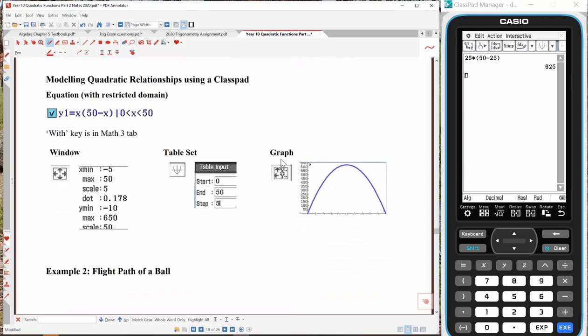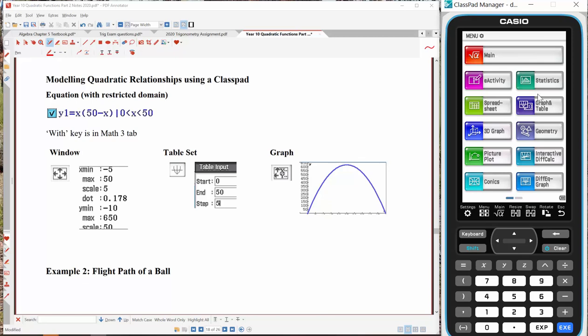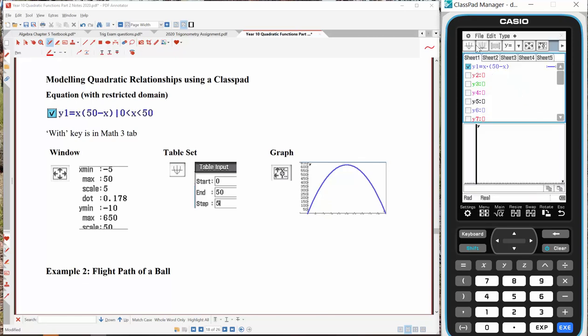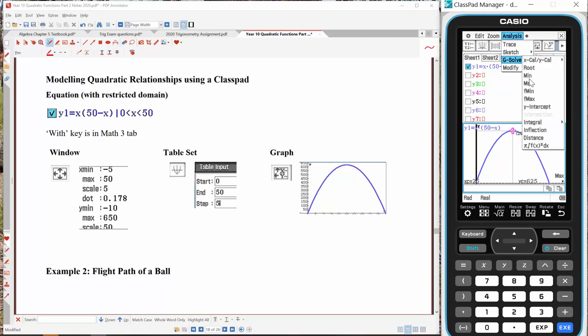All right, just a couple of things to note on the calculator. So let's go back to graph and table and graph it. We can go analysis, G-solve, and we can get the maximum value by hitting this max button here. And that'll show you what the turning point is. So it's pretty handy. We can get the X-intercepts quite easily by going analysis, G-solve, and root. Then you use the arrow key to move left or right between the roots, or the X-intercepts.